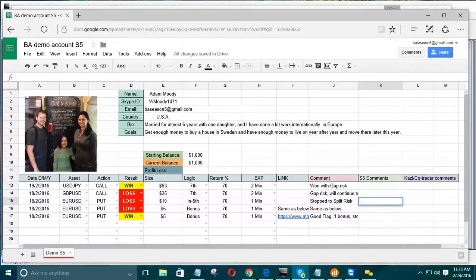Again, we try to make this spreadsheet as easy for you guys as possible. And you may feel like it's meticulous to do this, but you have to think about those of us who are going to be looking at your trades. It will be a lot easier for those of us to be able to look at the trades and stuff.